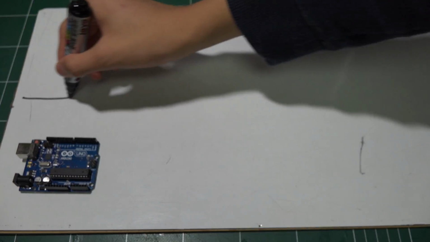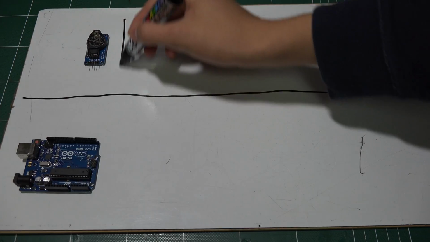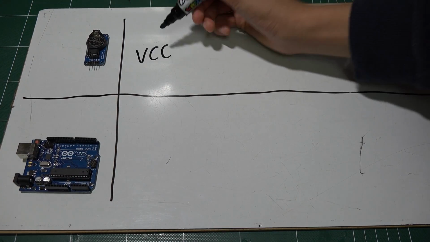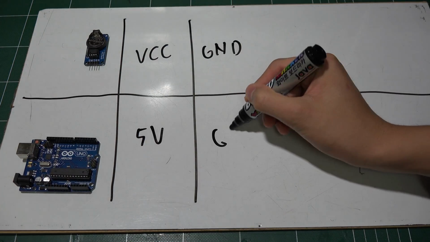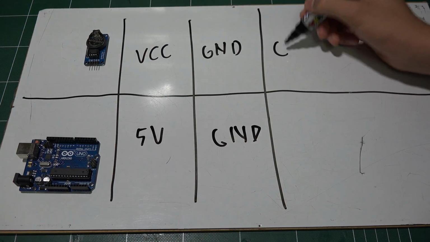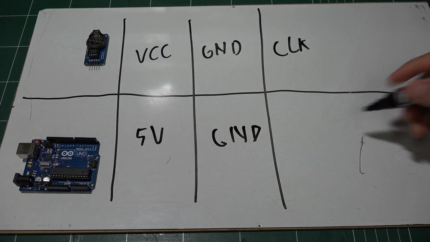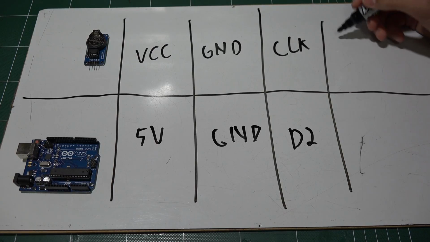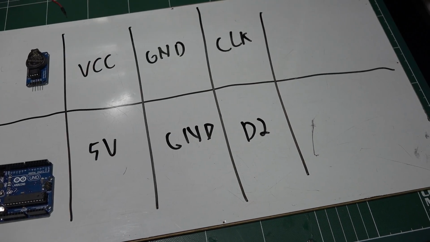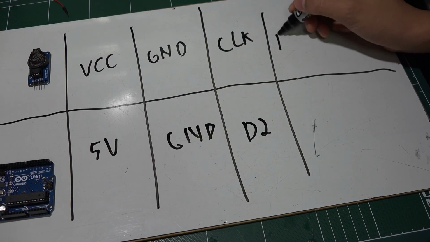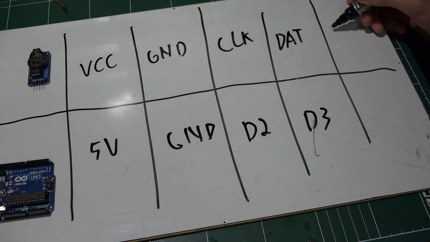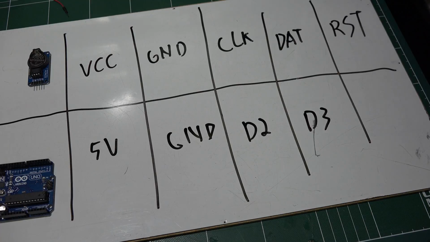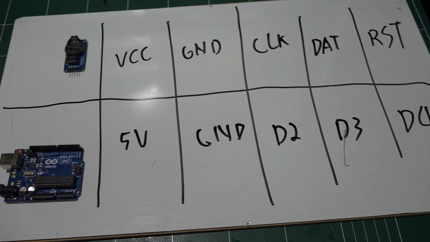And I will divide it in half. First there is VCC, and we will put it on 5 volts, and then ground, and we will put it on ground. And then there is the clock pin, and I will put this clock pin on digital 2. Then there is the data pin, data in and out, and I will put it on digital 3. And lastly, the RST pin, and I will put it on digital 4. And that's all we need to connect.